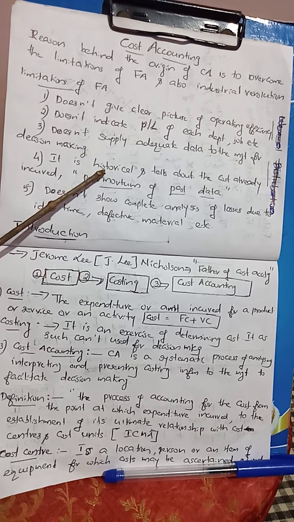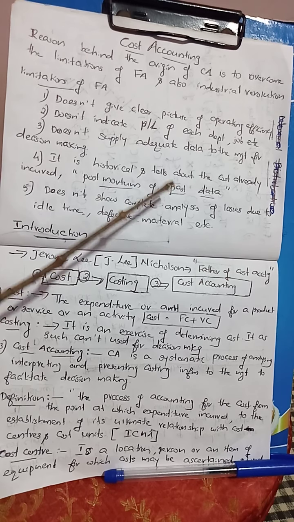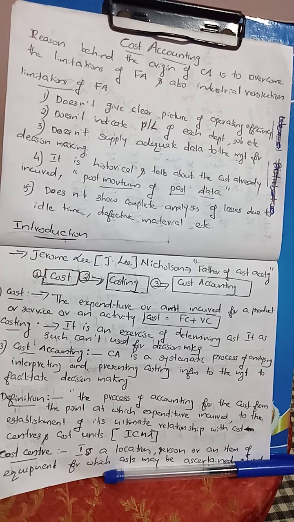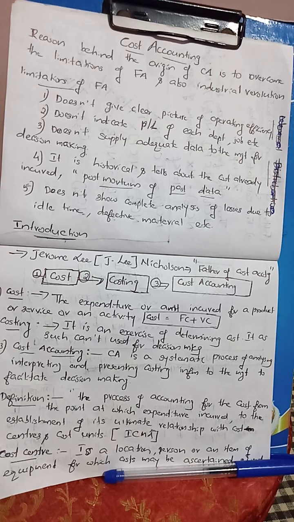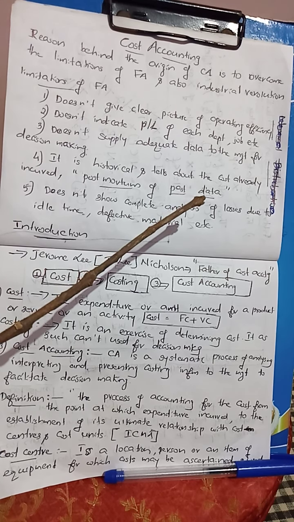At the same time, financial accounting is historical in nature and tells about the cost already incurred. So financial data are historical in nature. They are called post-mortem of past data. Through financial accounting we can get information about the business condition relating to the past period only, and we can't get anything about the future that we are going to operate. In those cases we need to take the help of cost accounting. Through cost accounting we can predict the operating efficiency of the business in the future also.